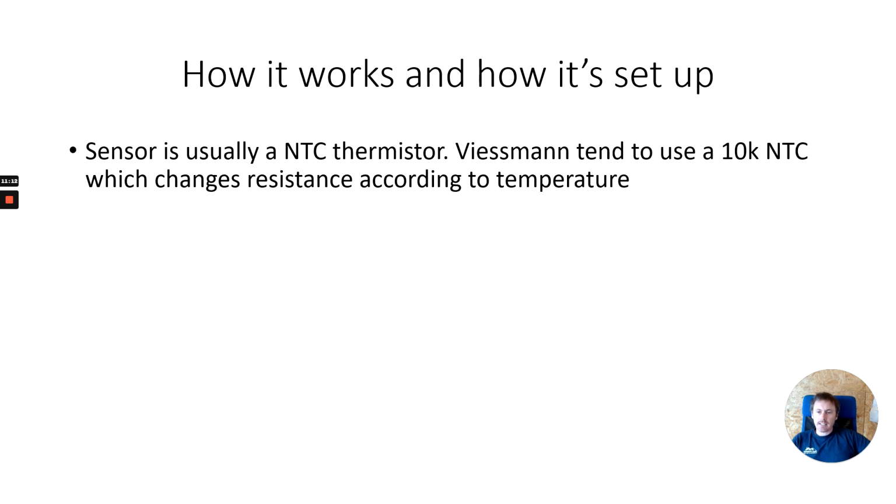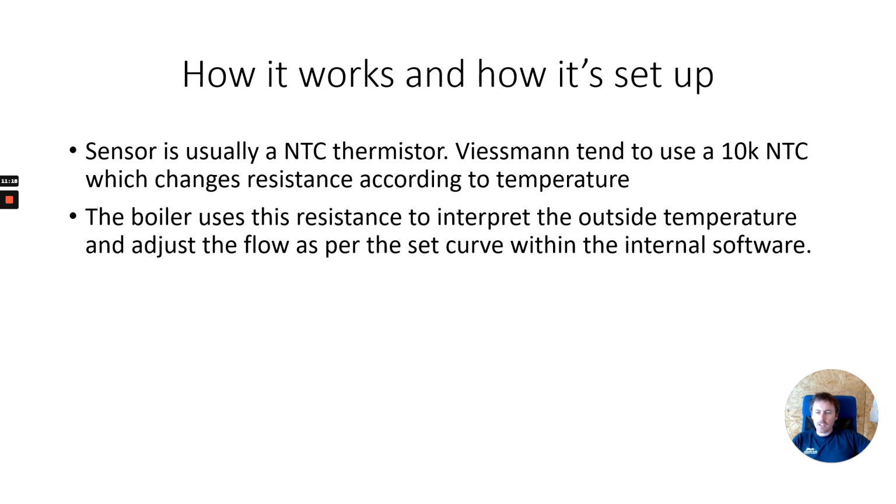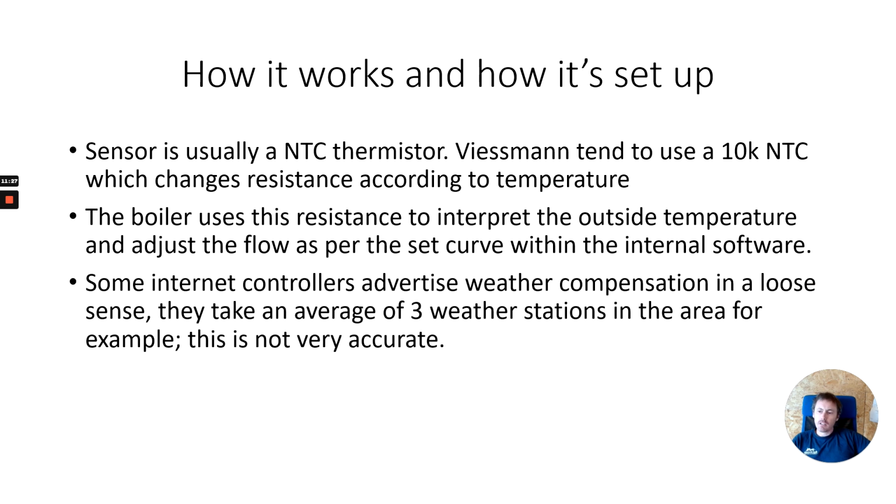The sensor is usually an NTC thermistor. Viessmann tend to use a 10K NTC thermistor, which changes its resistance according to the temperature. The boiler uses this resistance to interpret the outside temperature and adjust the flow as per the set curve within the internal software.